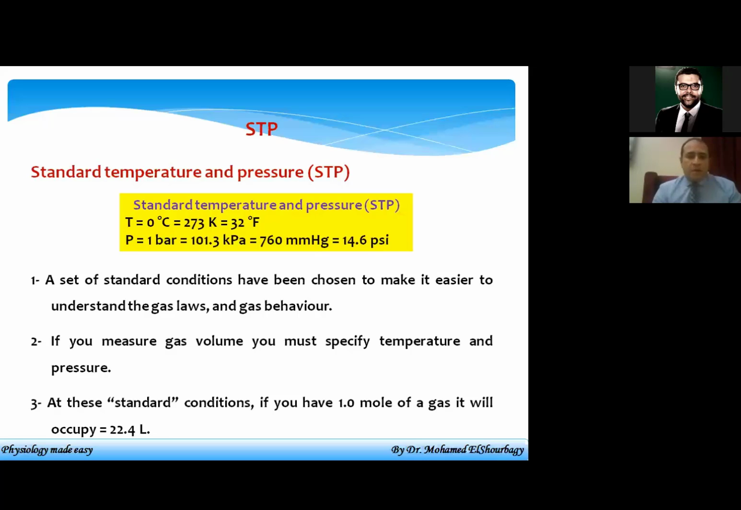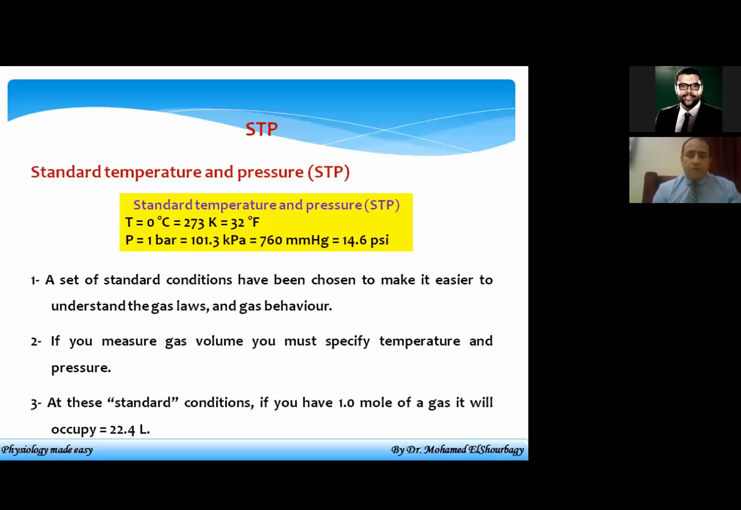Why standard temperature and pressure? A set of standard conditions has been chosen to make it easier to understand the gas laws and gas behavior. If we measure a gas volume, we must specify temperature and pressure. Also, at this standard condition, 1 mole of gas will occupy 22.4 liters.